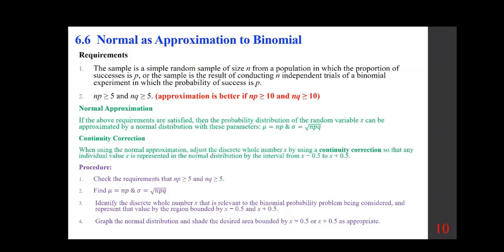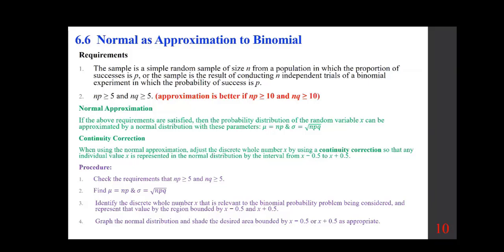Normal approximation. If the above requirements are satisfied, then the probability distribution of the random variable x can be approximated by a normal distribution with these parameters. Mu equals np and sigma equals square root of npq. Continuity correction. When using the normal approximation, adjust the discrete whole number x by using continuity correction so that any individual value x is represented in the normal distribution by the interval from x minus 0.5 to x plus 0.5.